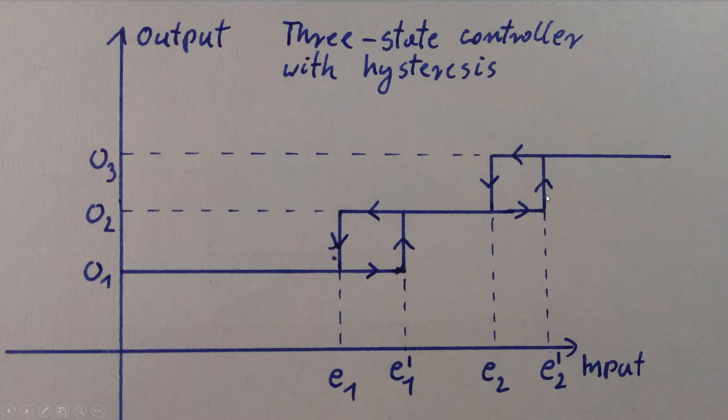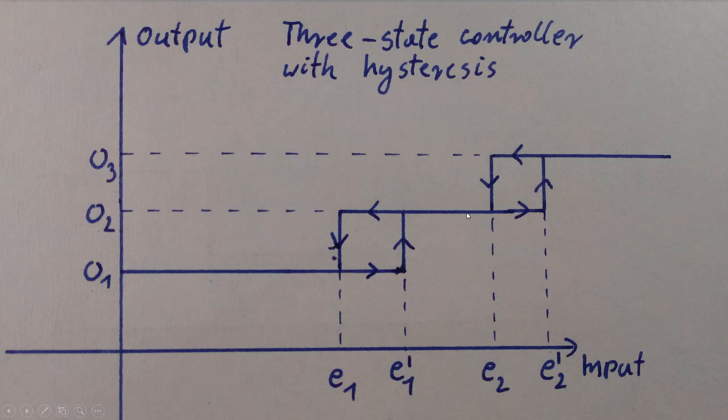So, going here until it reaches E2 prime, then it switches to the third state, O3. Now let's say the input is somewhere here and it's getting smaller. Here it goes with this flow, so it's delayed. It stays in state O3 until the input reaches E2. Then it changes the output to O2.